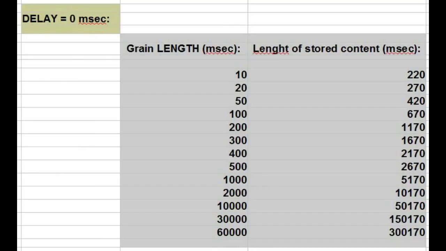At a given amount of delay, here 0, the grain length adds disproportionally to the amount of sound which will be saved from the buffer. At a grain length between 10 and 100, the amount of saved sound grows exponentially. With grain length longer than 100, the relation gets linear. Per every 100 milliseconds more of grain length, the amount of stored sound grows by 500 milliseconds.